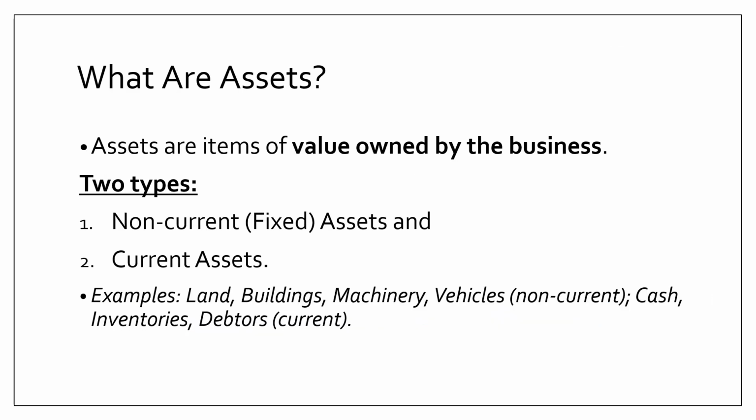What are assets? Assets are items of value owned by the business. There are two types of assets: non-current assets, which are called fixed assets, and current assets. The examples of assets are land, buildings, machinery, vehicles, cash, inventories, debtors, etc.